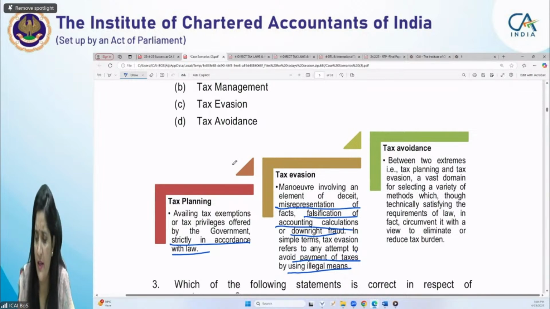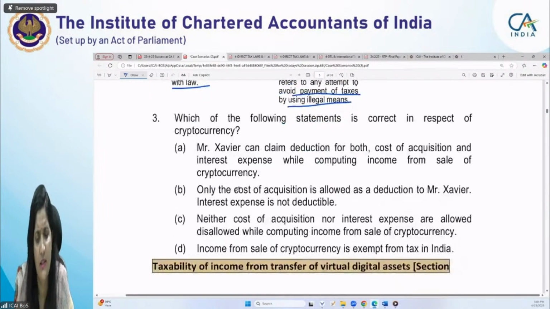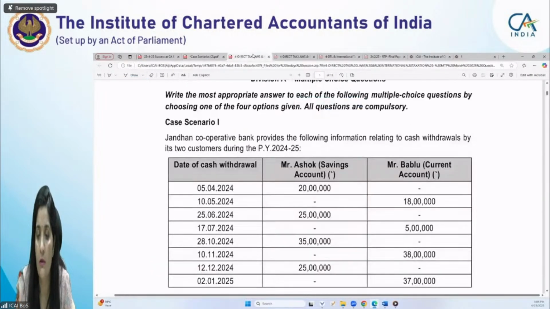Next question is again a very simple question. Which of the following statement is correct in respect of cryptocurrency? Cryptocurrency में क्या information दी थी हमें facts में? You have to again go back to the facts and look for the information, right? What is the information given?